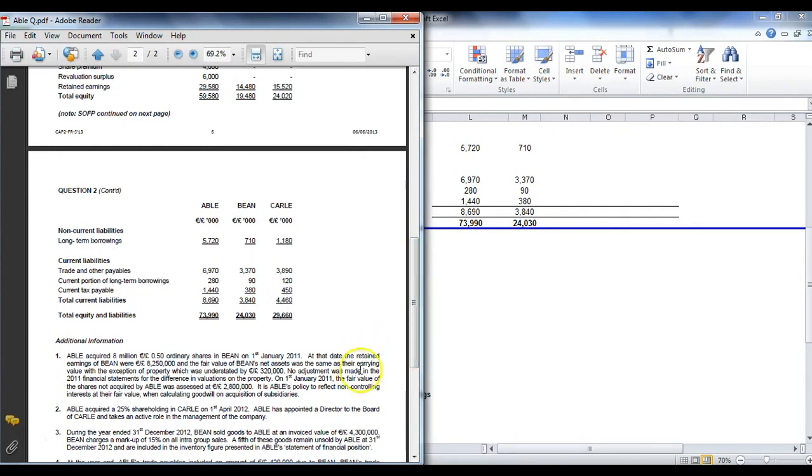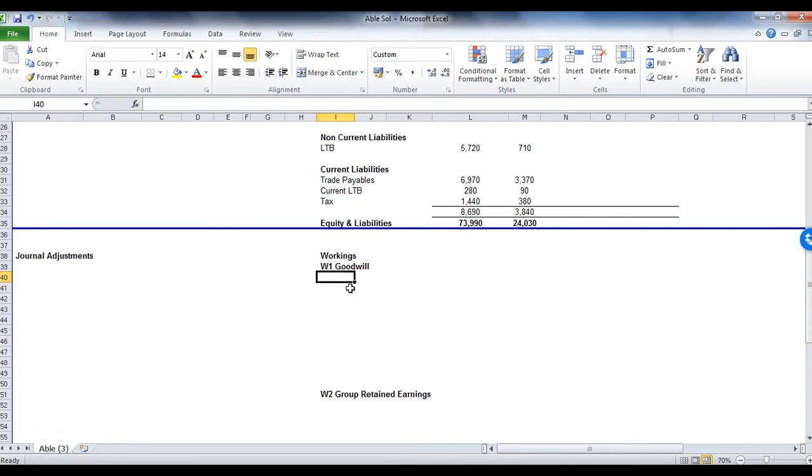Again, hopefully you've tried this already. So the goodwill working, I typically start with the investment, or if it's the value for the NCI, and I split it between total, the parent share, which as we know is 80%, and the NCI share, which we know is 20%. So again, there's no point just waiting for me to walk through it. Try as much as possible yourself to see do you understand and can you get the calculation out.